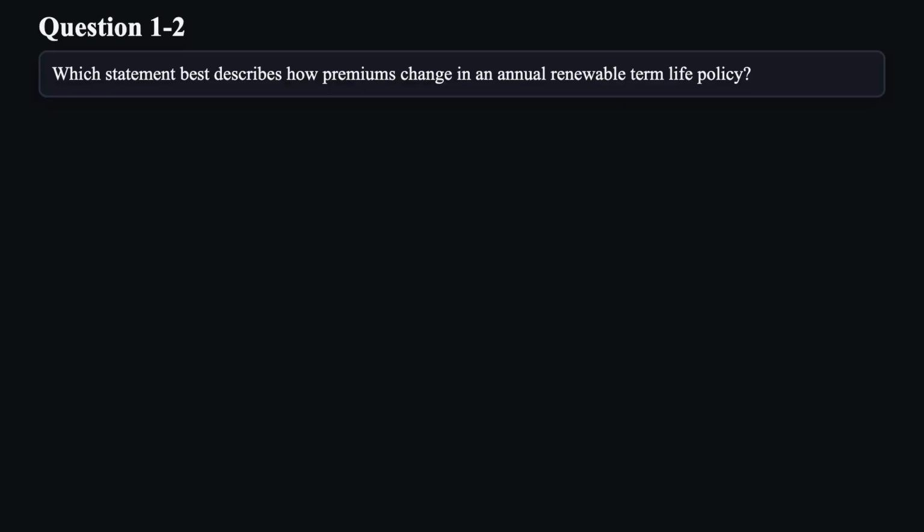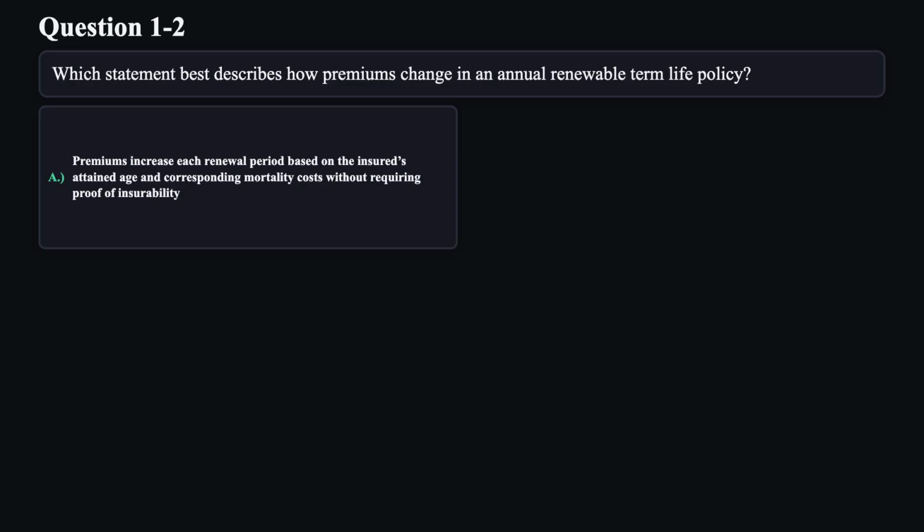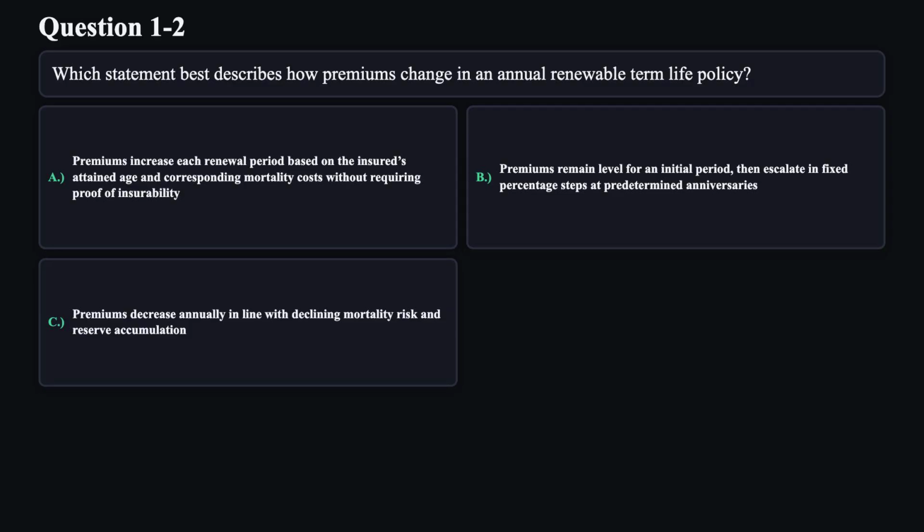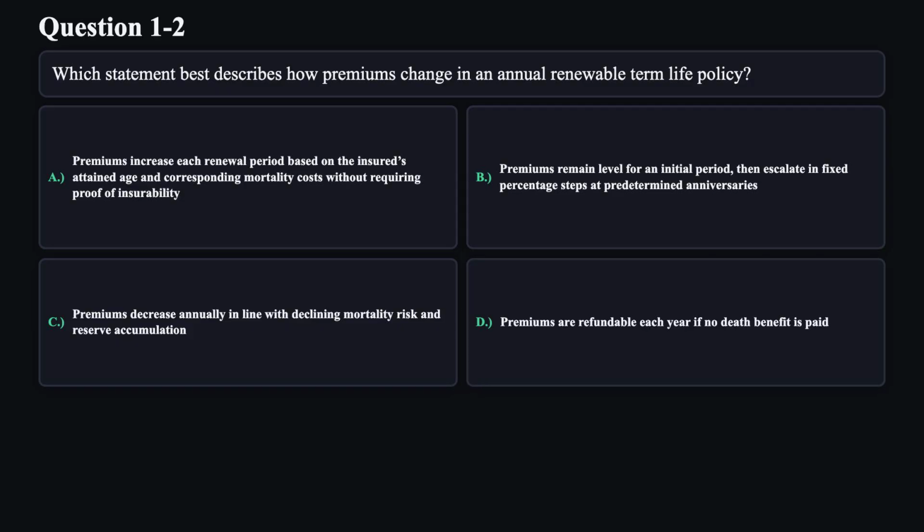Question 2. Which statement best describes how premiums change in an annual renewable term life policy? A. Premiums increase each renewal period based on the insured's attained age and corresponding mortality costs, without requiring proof of insurability. B. Premiums remain level for an initial period, then escalate in fixed percentage steps at predetermined anniversaries. C. Premiums decrease annually in line with declining mortality risk and reserve accumulation. D. Premiums are refundable each year if no death benefit is paid.